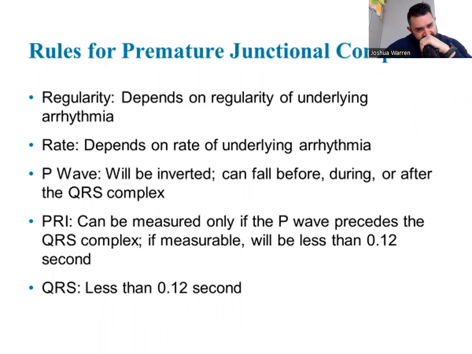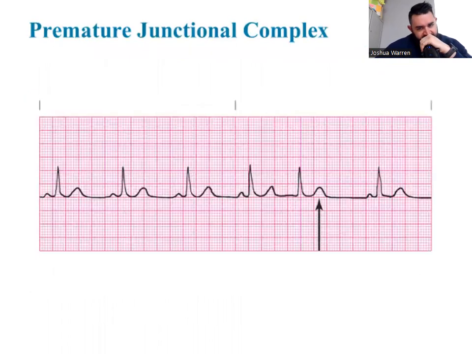So a PJC is an early beat that is coming from the AV junction. A junctional complex has arrived. So what we see there is what? We have PQRST, PQRST, PQRST. Then we have an early beat. The heart beat earlier than expected. It came prematurely to the party.